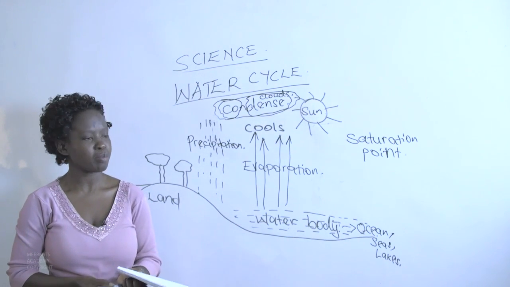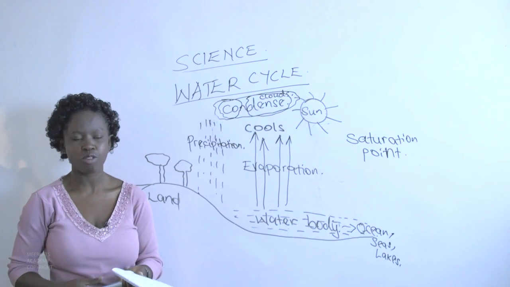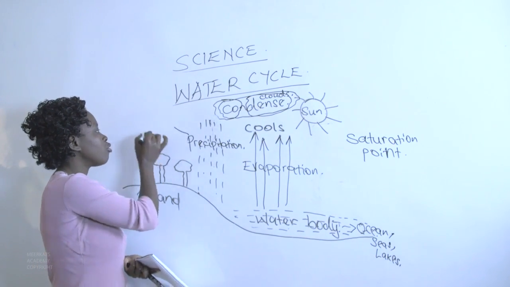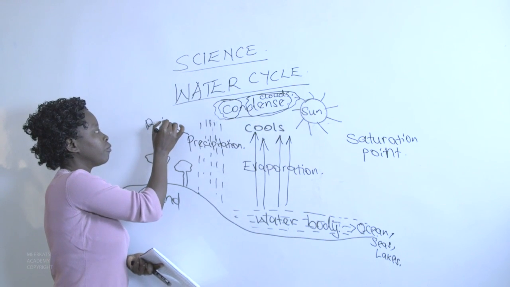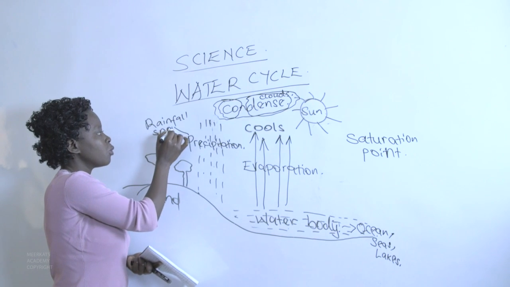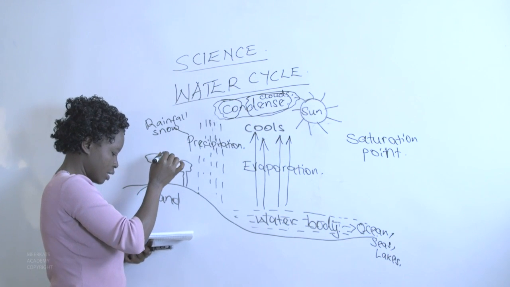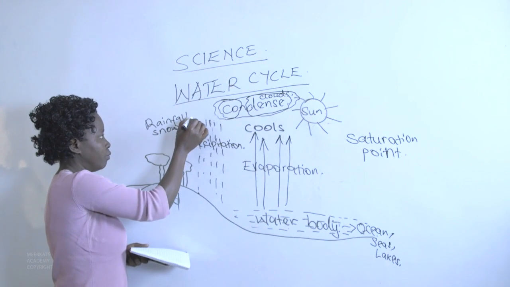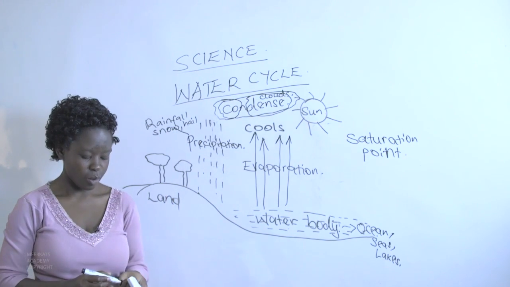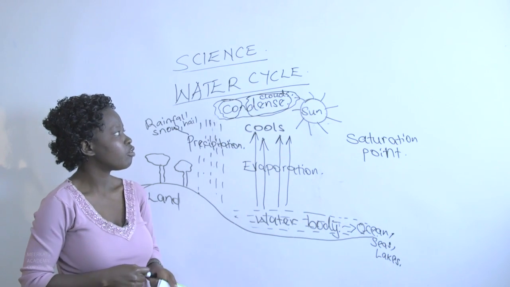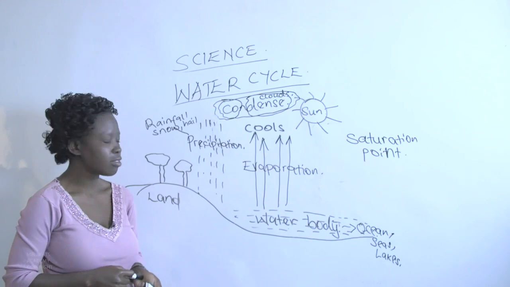When we talk about precipitation, we are talking about any forms of moisture that is falling from the cloud. It could be in form of rainfall, it could be in form of snow, or it could be in form of hail. So we are having the moisture falling from the atmosphere to the earth's surface.